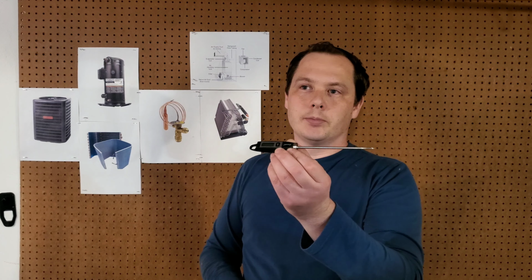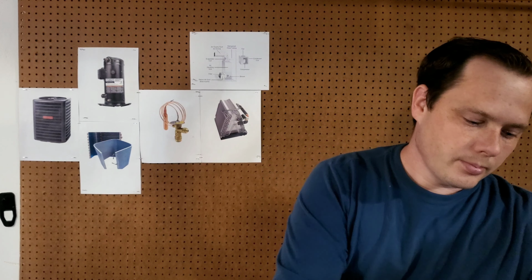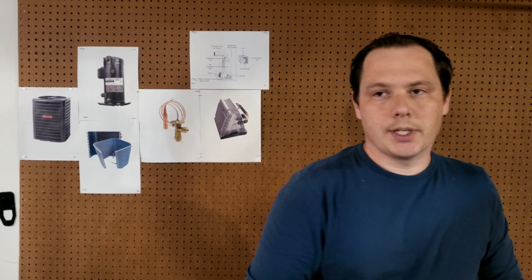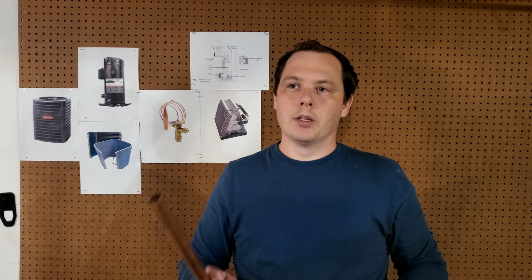So the tools we'll need is a thermometer. A meat thermometer will work just fine. A dry clean rag, and some tape to hold it all together. So the first thing we have to do is identify your low side and high side of the system. Your low side is always going to be the larger pipe, and the high side is always going to be the smaller diameter pipe.